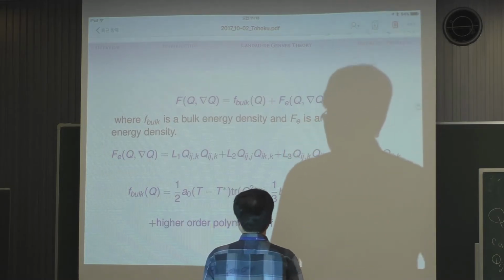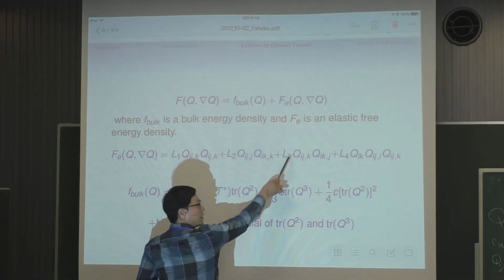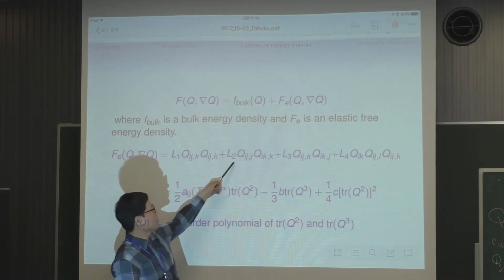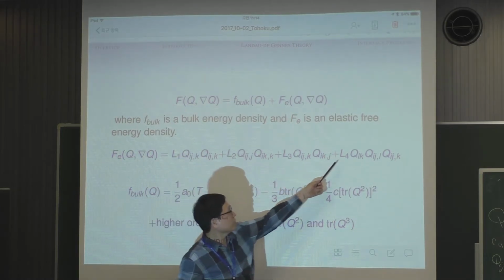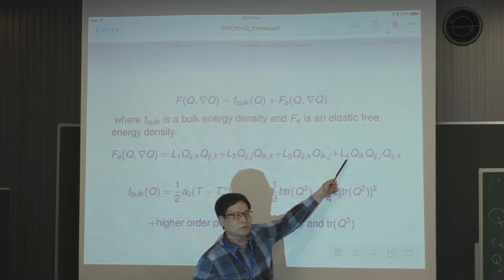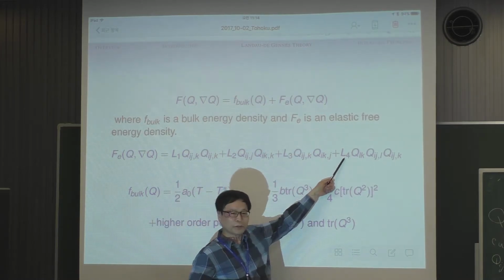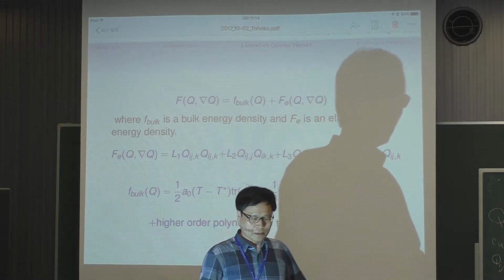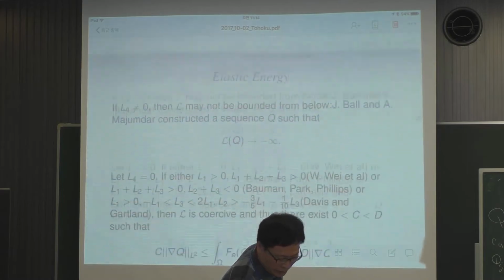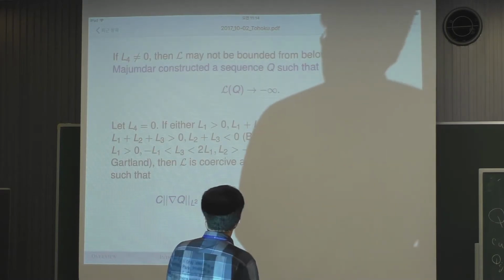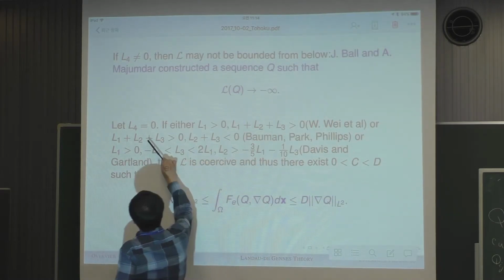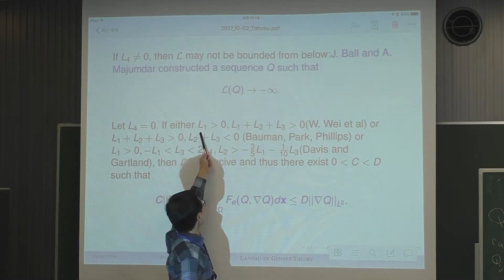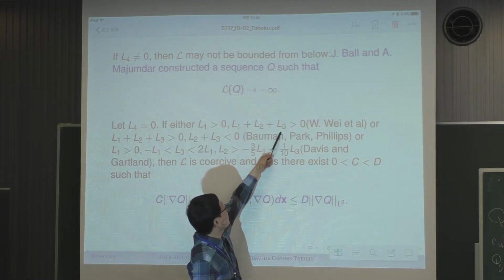To make sure this energy has a minimizer, we have some conditions on L1, L2, L3 terms. Although these are kind of bad terms, most people consider L4 equals 0 to make sure it has a minimizer. So these are the conditions for existence of a minimizer. When L4 equals 0, you can assume L1, L2, and L3 are positive.